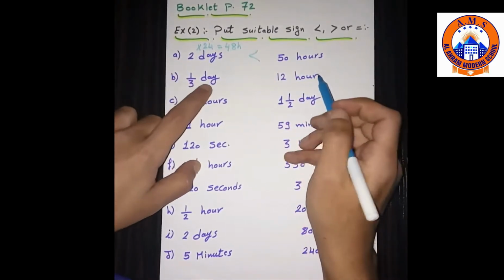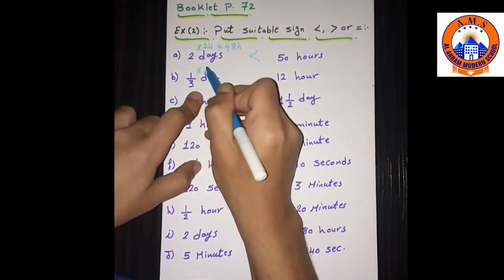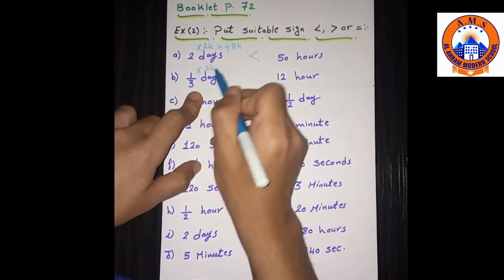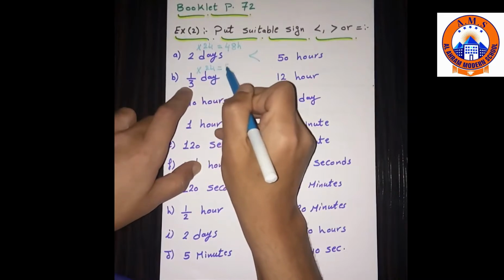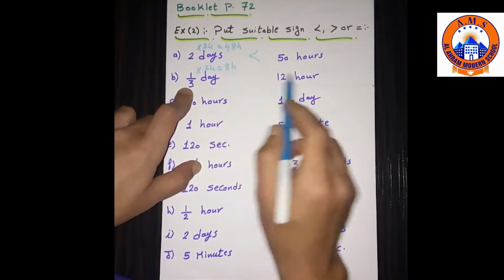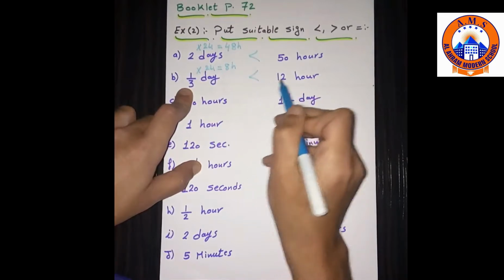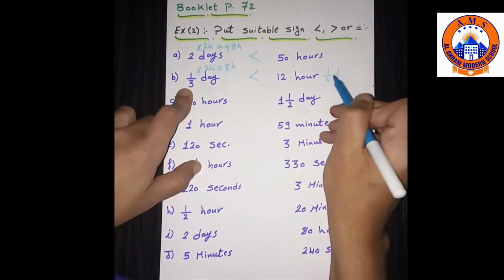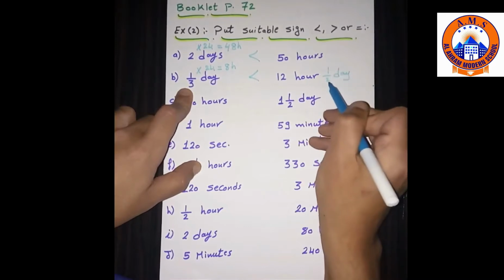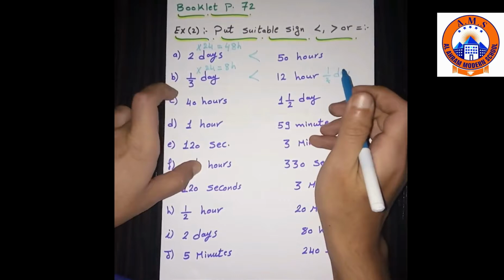Next one, I have to change these days into hours. So I will multiply by 24. The third of 24, or 24 divided by 3, equals 8 hours. 8 hours or 12 hours, this is absolutely equal. 12 hours is greater because 12 hours is also equal to half of a day. So half of a day or third of a day, half of a day is greater.